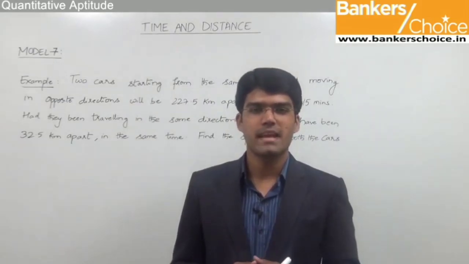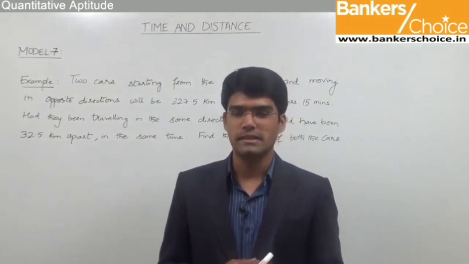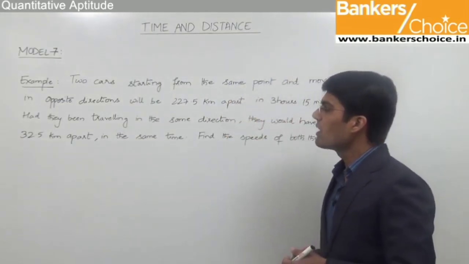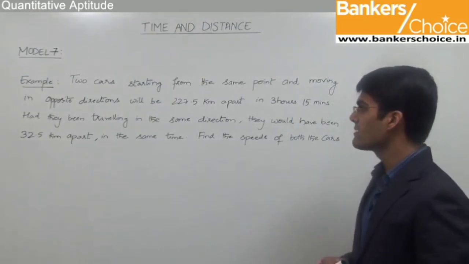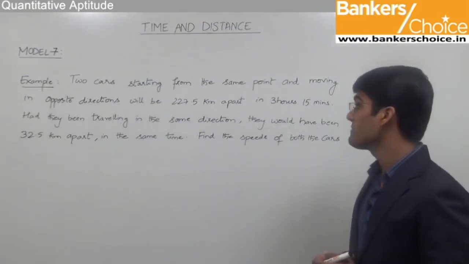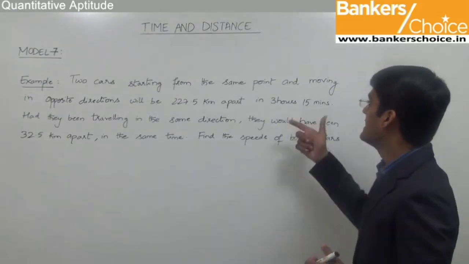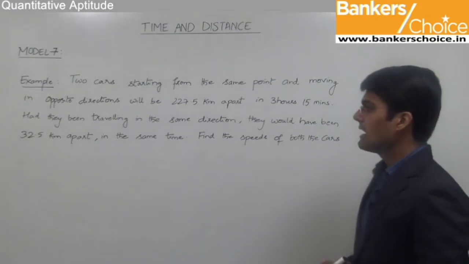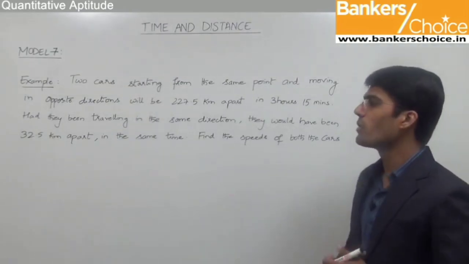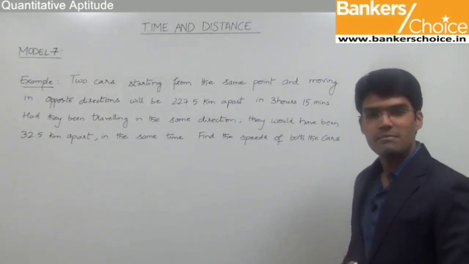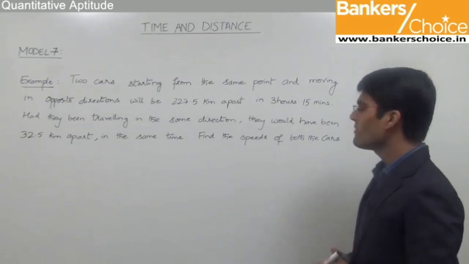Let us now take an example based on the concept of relative speed. The question here is: two cars starting from the same point and moving in opposite directions will be 227.5 kilometers apart in 3 hours 15 minutes. Had they been traveling in the same direction, they would have been 32.5 kilometers apart in the same time. Find the speed of both the cars.